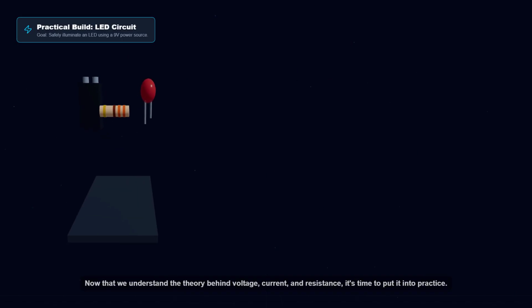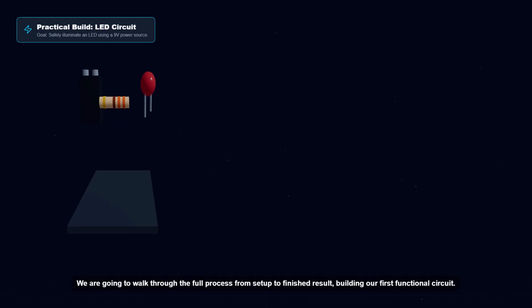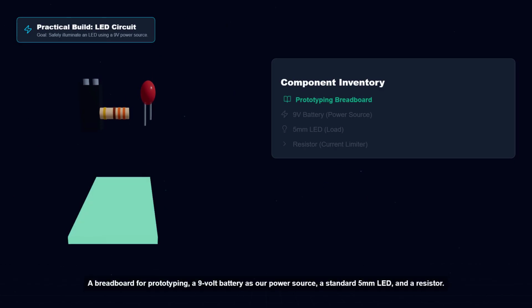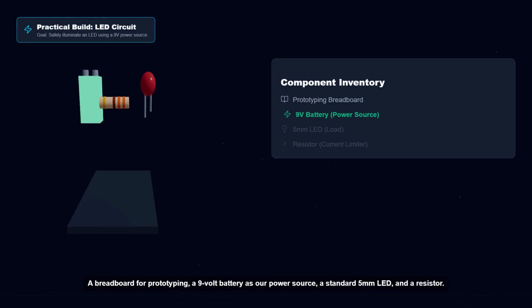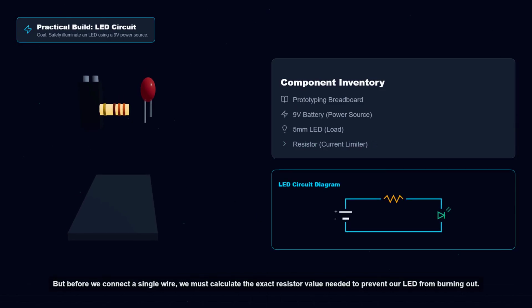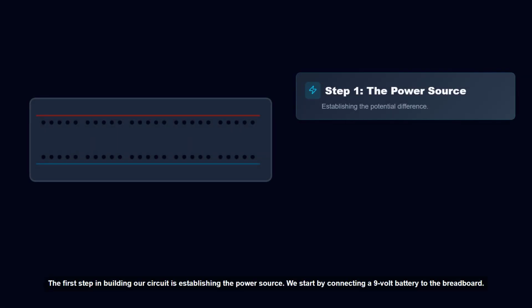Now that we understand the theory behind voltage, current, and resistance, it's time to put it into practice. We are going to walk through the full process from setup to finished result, building our first functional circuit. To build this on the bench, we need 4 physical components. A breadboard for prototyping, a 9-volt battery as our power source, a standard 5mm LED, and a resistor. But before we connect a single wire, we must calculate the exact resistor value needed to prevent our LED from burning out. The first step in building our circuit is establishing the power source.